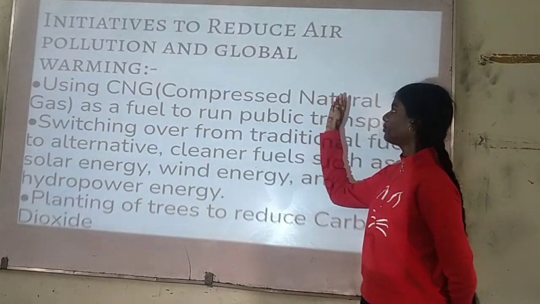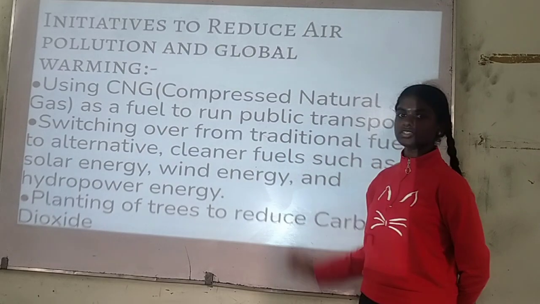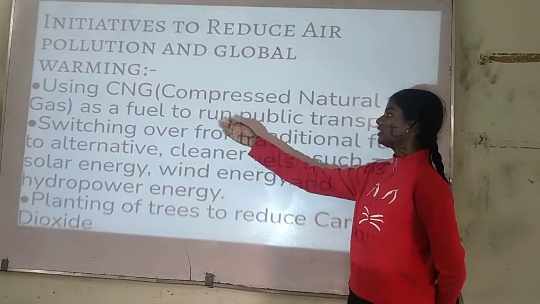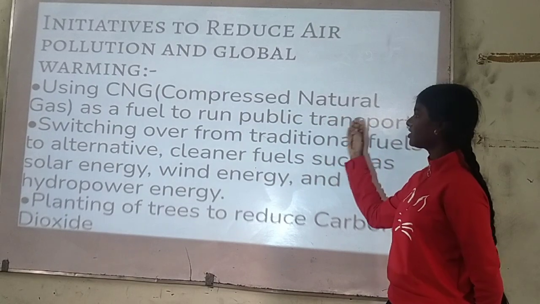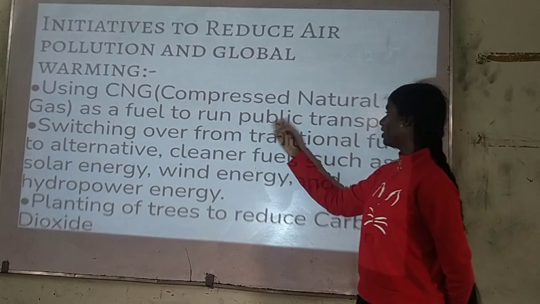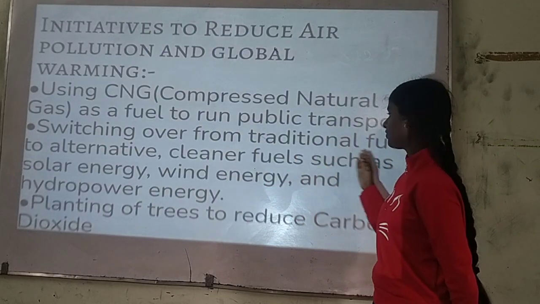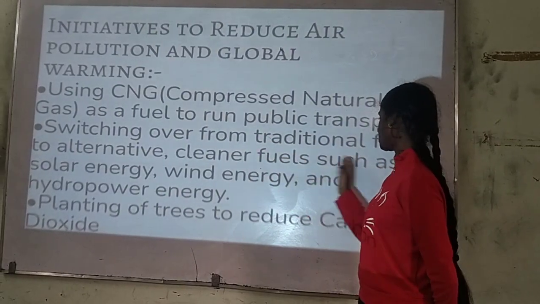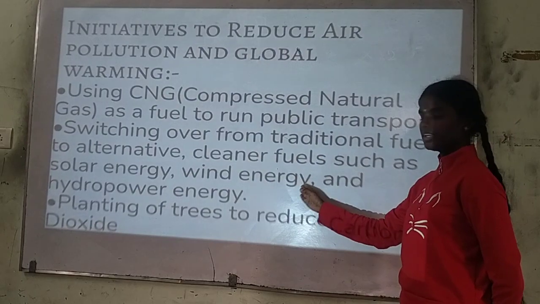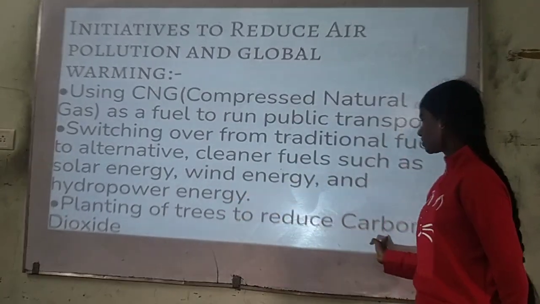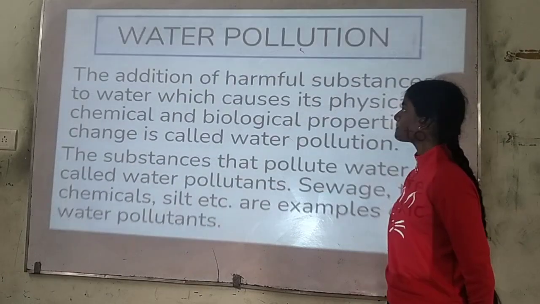Initiatives to reduce air pollution and global warming. These are the steps that must be followed to reduce air pollution and global warming. These are using CNG, compressed natural gas, as a fuel to run public transport, switching over from traditional fuels to alternative cleaner fuels such as solar energy, wind energy and hydropower energy, and planting of trees to reduce carbon dioxide.